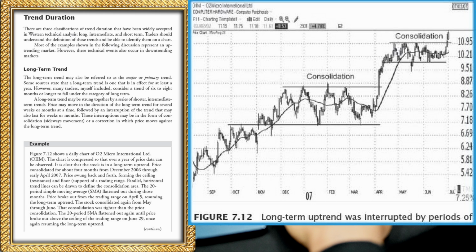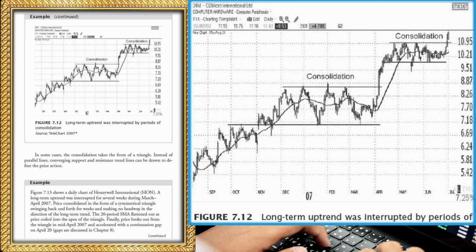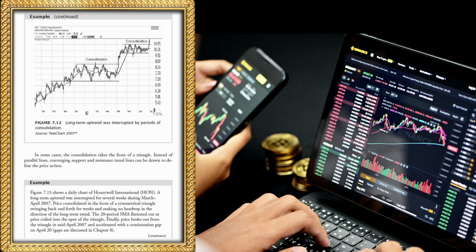The stock consolidated again from May through June. That consolidation was tighter than the prior consolidation. The 20-period SMA flattened out again until price broke out above the ceiling of the trading range on June 29th, once again resuming the long-term uptrend. In some cases, the consolidation takes the form of a triangle. Instead of parallel lines, converging support and resistance trend lines can be drawn to define the price action.